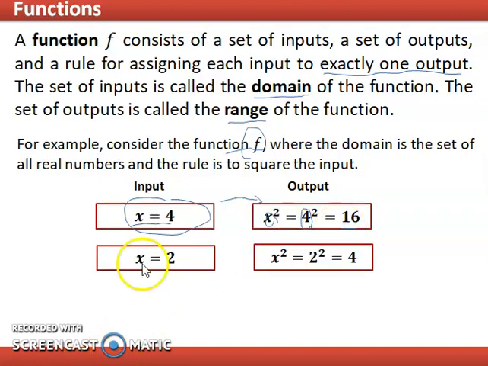that becomes 16. Okay, so kung ang input naman ay x is equal to 2, ang rule ng function ay isi-square itong input. So that will become x squared is equal to 2 squared is equal to 4. So for an input x is equal to 2, the output is 4.